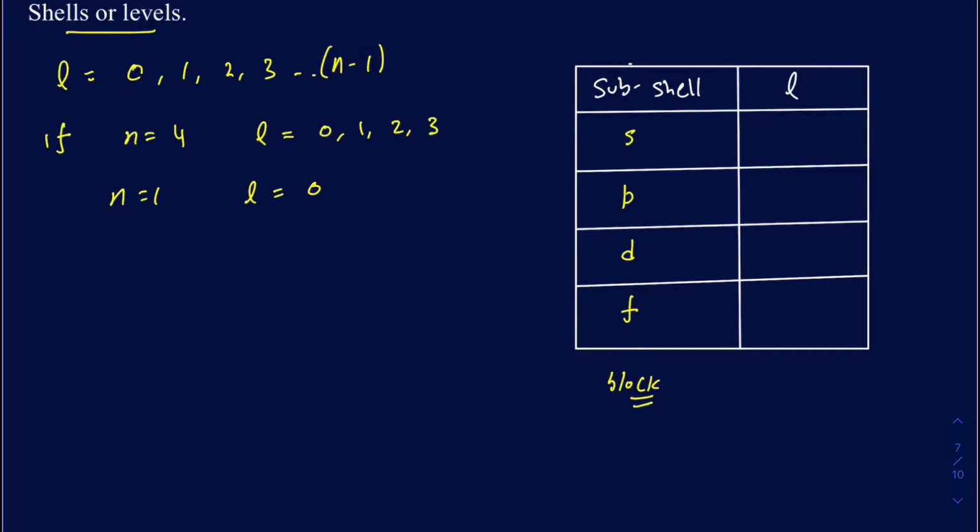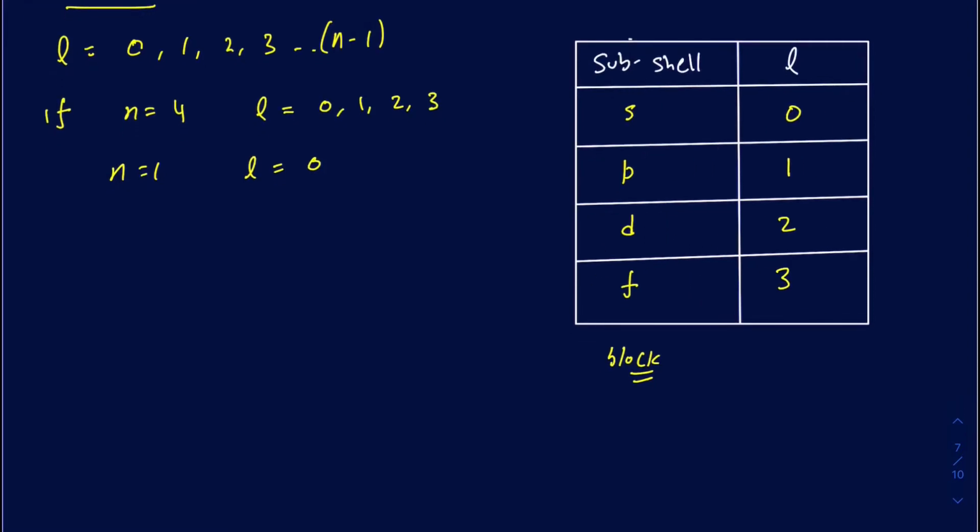So when your electron is in S subshell, your L value is going to be 0. When you are in P subshell, your L value is going to be 1. When you are in D subshell, your L value is going to be 2. And when you're in F subshell, your L value is going to be 3. So make sure you have these values memorized in order to figure out your subshells.